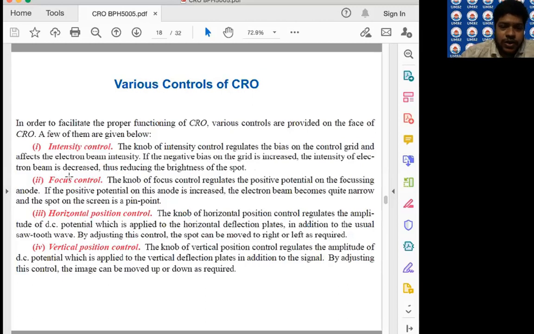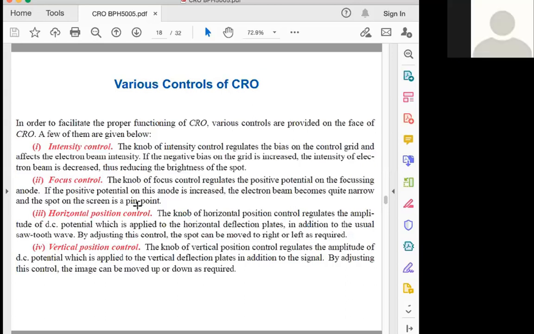Another is focus control. जैसे जो हम सिग्नल देख रहे हैं वो अगर बहुत डिफ्यूज फॉर्म में रहेगा तो एग्जैक्टली हम देख नहीं पाएंगे. जो लाइन दिख रही है, जो स्पॉट दिख रहे हैं वो बहुत बड़ा सा दिखेगा, तो उसमें इरर ज्यादा हो जाएगी जब मेजर करेंगे. तो the knob of focus control regulates the positive potential on the focusing anode. जो इलेक्ट्रॉन गन में हम लोग बात की, एक फोकसिंग एनोड होता है जो फोकस करता है. उस पर जब हम वोल्टेज कम ज्यादा करते हैं तो जो हमको सिग्नल दिख रहा होता है वो फोकस दिखता है.